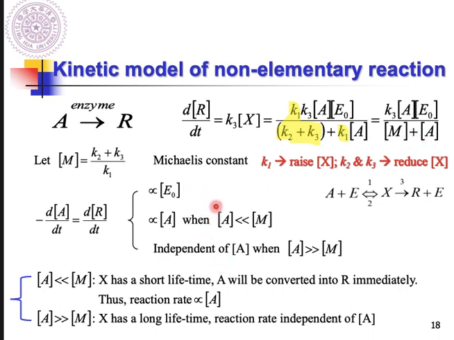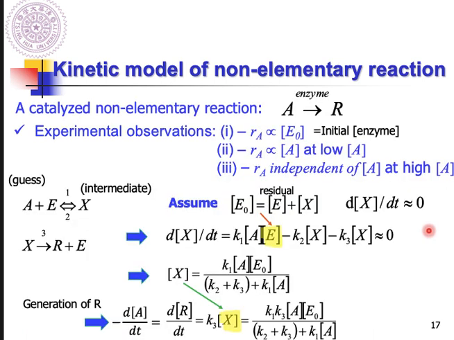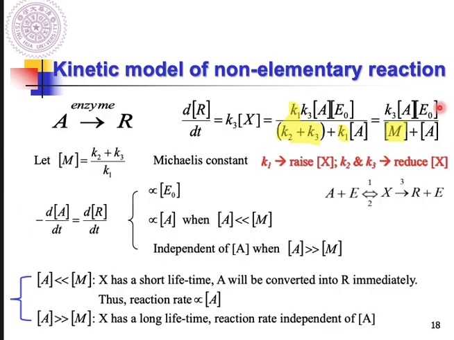Next I'm going to check whether this result fits our experimental observations. Do we remember the first observation? It shows that the consumption rate of reactant A is proportional to the initial concentration of enzyme. Based on this, yes, the consumption rate of reactant is proportional to E0. So the first one fits experimental observation 1.